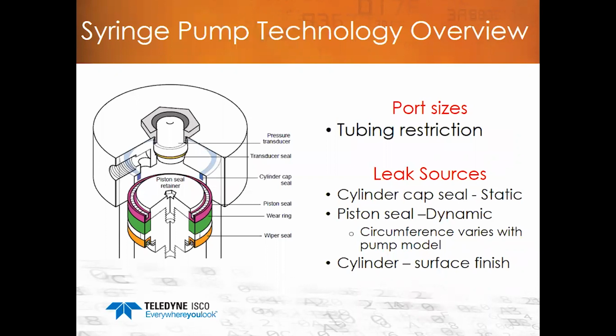There are a number of things which can cause leaks, and leak sources are placed where fluids can leak outside the pump. The first is the cylinder cap seal, which is a static seal and does not normally need to be replaced, but can leak if the cylinder cap is not tight. The piston seal, or the purple seal, is a dynamic seal which moves up and down with the piston and is part of the piston assembly. The seal size and circumference varies with each pump model. Larger pumps have larger seals and therefore could have larger leakage specifications as a result.